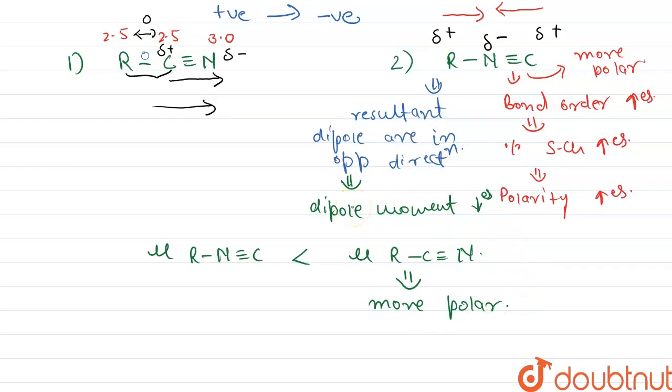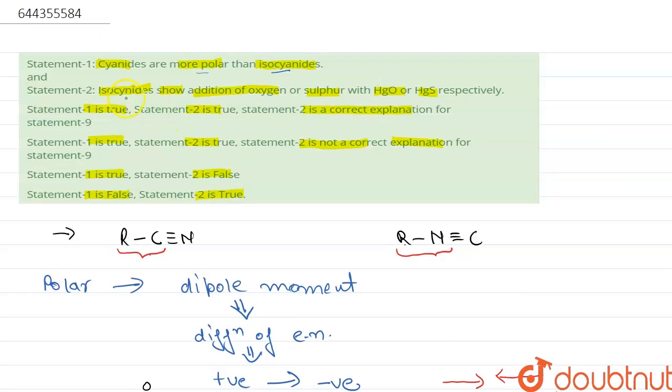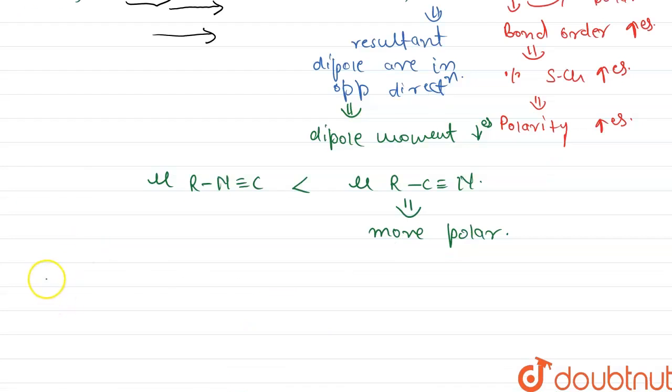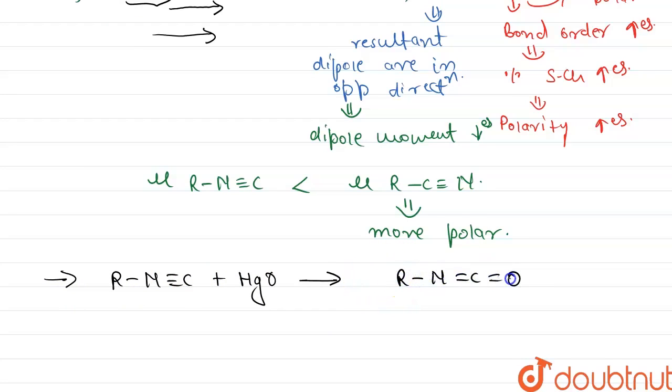Now we will move to the statement second. In statement second we have that the isocyanide shows addition of oxygen or sulfur with mercuric oxide and mercuric sulfide. So here in statement second we will see the reaction of isocyanide group with mercuric oxide, and from here we will get alkyl isocyanate, that is R-N=C=O. So here in this reaction there is an addition of oxygen. So the statement second is true.